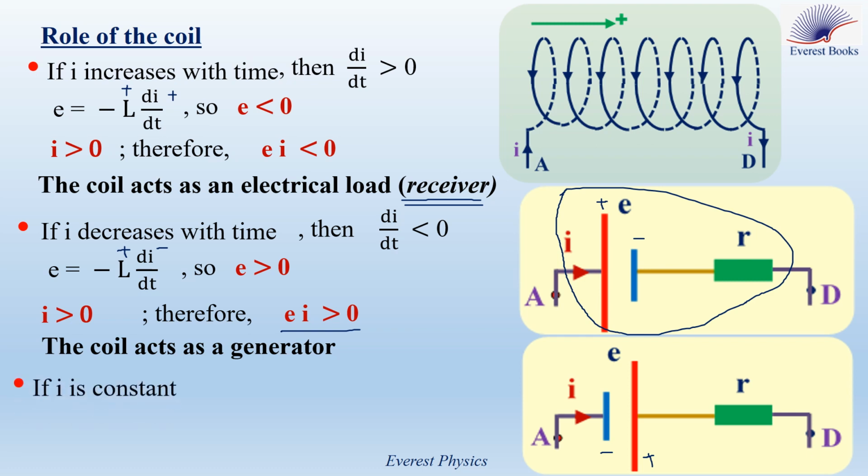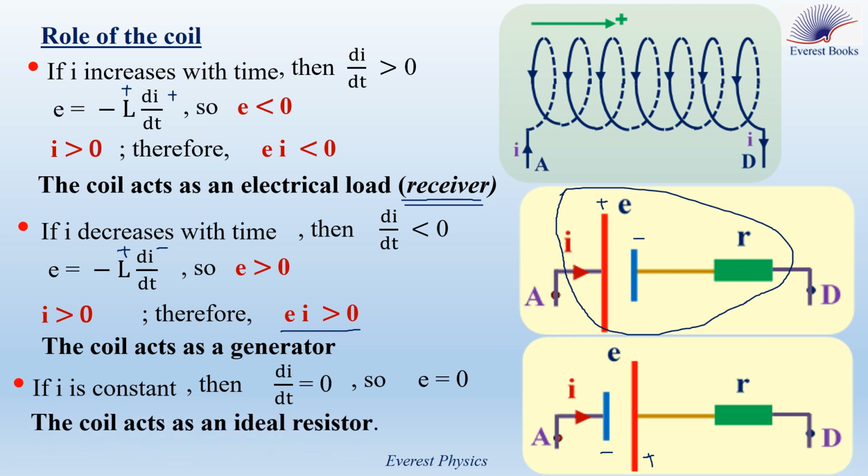Now, what if I is constant? If I is constant, then di by dt is equal to 0, which means that E is equal to 0. In this case, the coil acts as an ideal resistor, and if we want to draw it, we replace the coil by an internal resistance R.